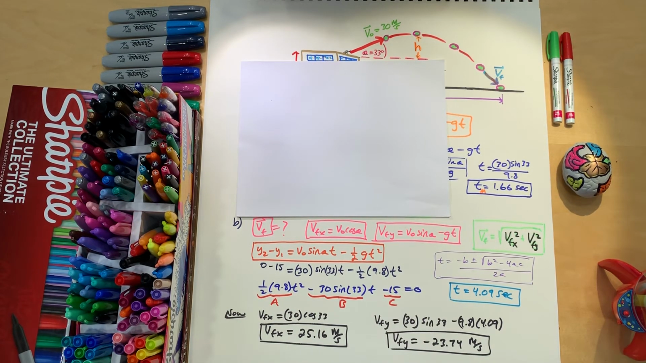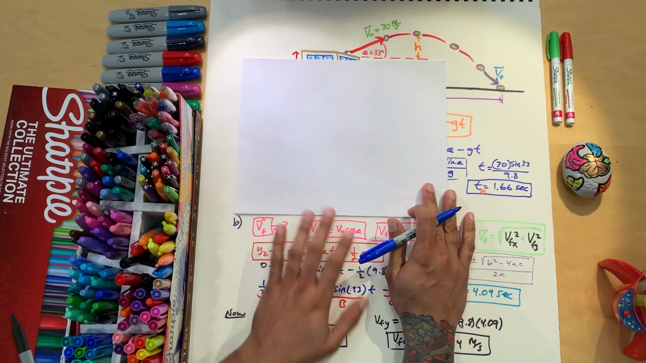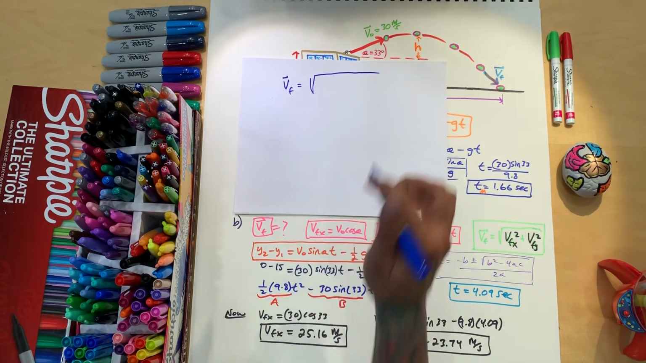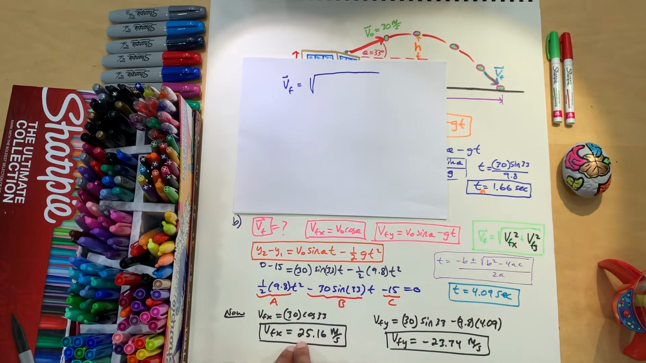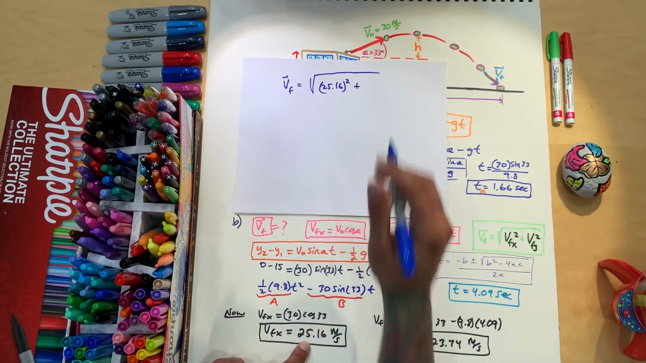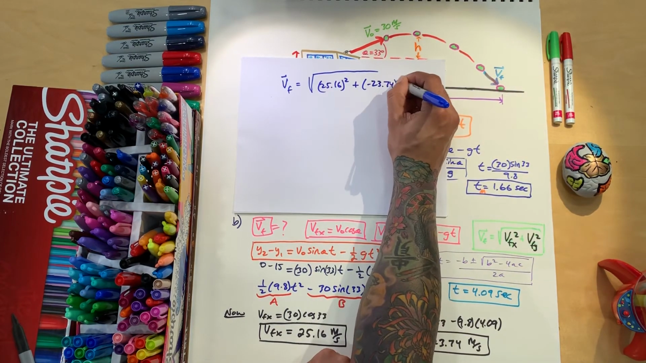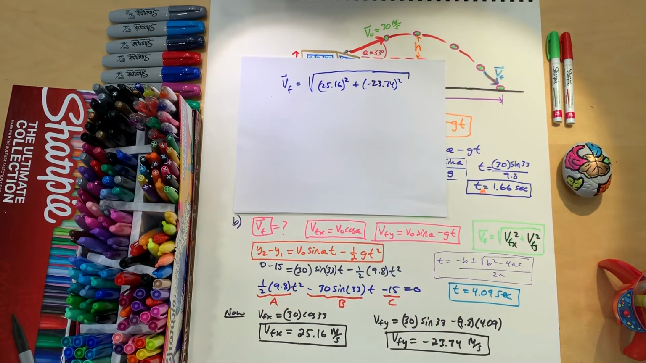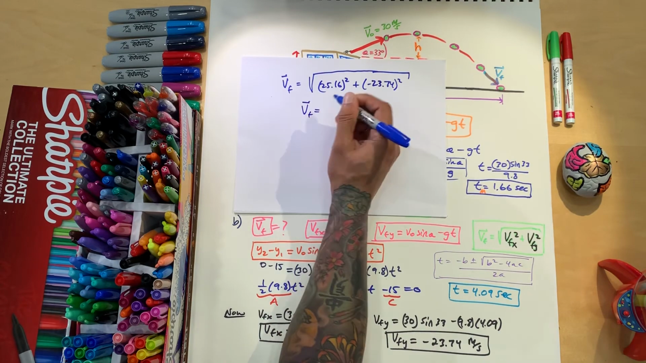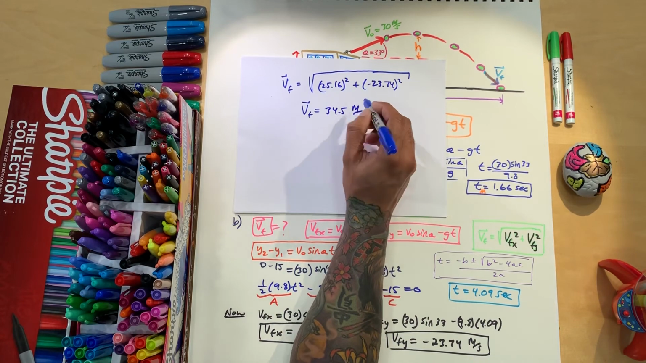And so now let's find velocity or the speed right before it hits. So V final magnitude is gonna equal, let's go with X, V final and the X first. So that's 25.16 squared plus negative 23.74 squared. Okay, put that in the calculator and you should get V final right before it hits the ground is going to be 34.5 meters per second.